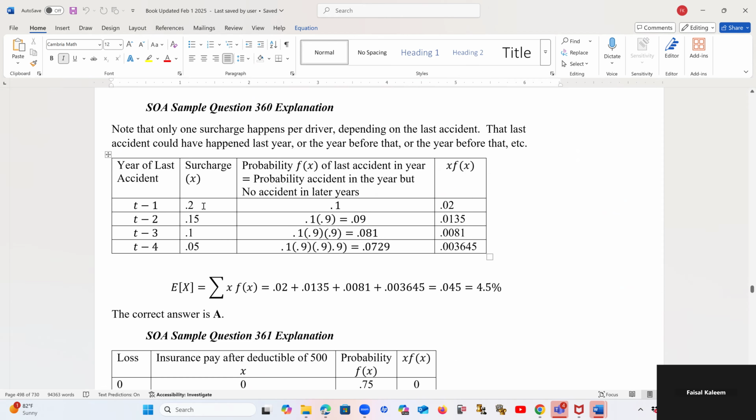So for each surcharge, we have the corresponding probabilities, and we multiply this x with the f(x), we get the x f(x) column, and we have to find the expected value of the surcharge, or E of X, so that would be the summation of x f(x). So you sum all the values in this x f(x) column, get 0.045, which is 4.5%. That is choice A.